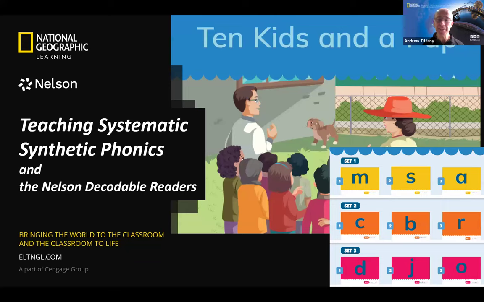So teaching systematic synthetic phonics. What we're going to do today is not just a model lesson as we often do in the past when we're looking at different programs. We're going to talk about the idea of phonics today as well and teaching it. And then we're going to look at some examples from a series of books called the Nelson Decodable Readers. I've picked one in particular, which is this one called 10 Kids and a Pup. And then we'll also talk about some other activities and things to do with phonics, because hopefully today you get some ideas, no matter whether you're doing this kind of reader or other readers with phonics, that may give you some good ideas for activities to do with your learners.